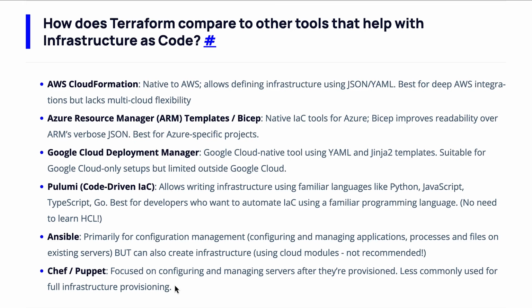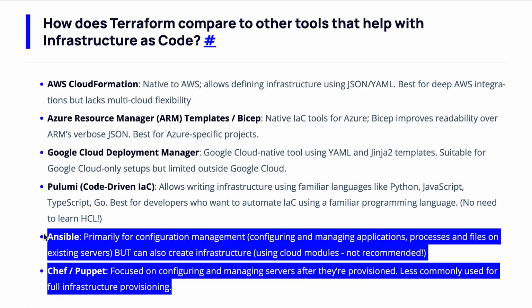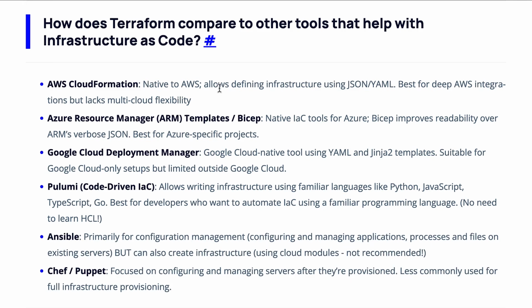So if your work is majorly focused on configuration management, then I would recommend you to think about Ansible, Chef, and Puppet. Terraform might not be the right tool. However, if your work is majorly focused on infrastructure provisioning, in that kind of scenario, I would recommend you to use Terraform as your first choice. In this specific step, we talked about how Terraform compares to other tools with respect to infrastructure as code. I will see you in the next step.